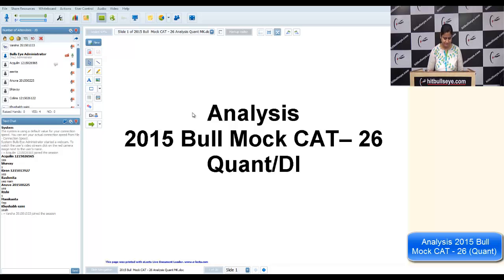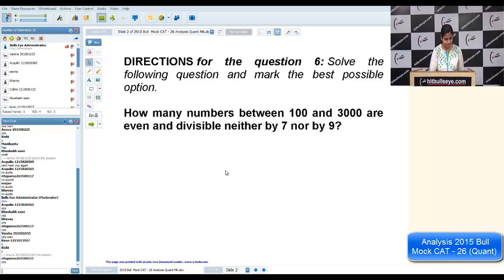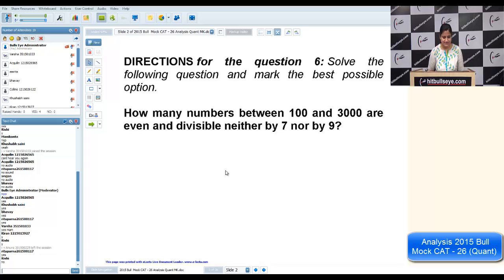It was an easy paper. So let us start with the very first difficult question. Yes, the very first difficult question of the paper. Any problem in this question? Yes, Rituparna, let us see.